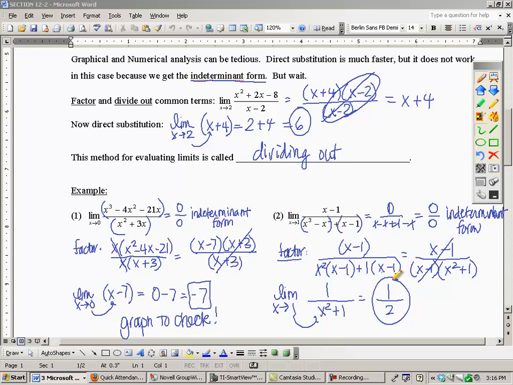If you plug your number into direct substitution first and it doesn't work, then you need to factor it out first, or divide it out as we call it, and then directly substitute whatever your answer is at the end. So let's flip to the back. Let's try another one.